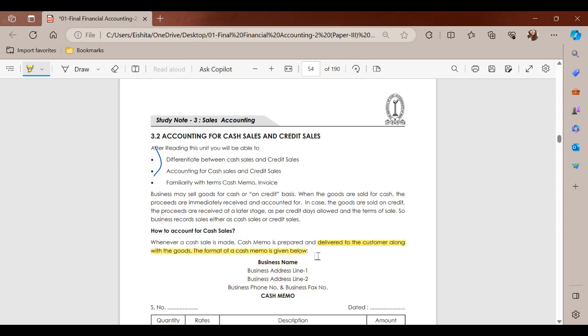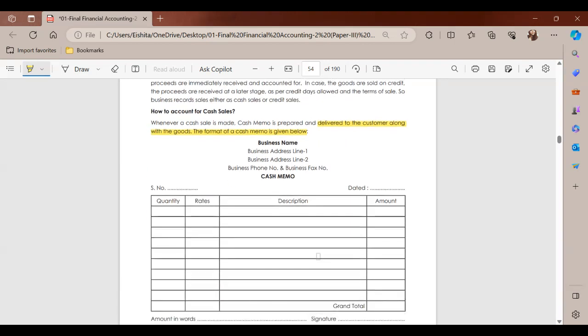The format of cash memo is given below. The format of cash memo will change, but a format is given to you. It will change according to the sales which is happening. For example, if shoes are sold on cash, you will receive a different cash memo. If mithai is sold to you on cash, you will receive a different cash memo. But 90% of these sales are happening on a cash receipt, which is printed on a computer. A small chit is prepared.